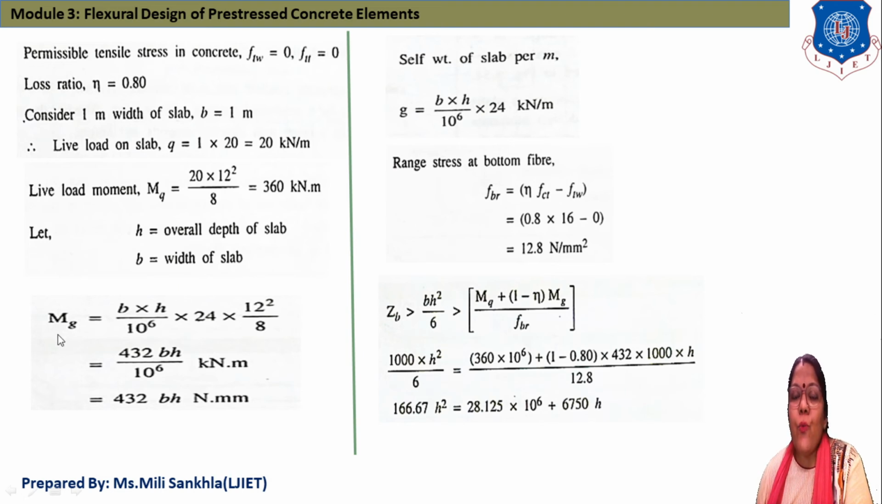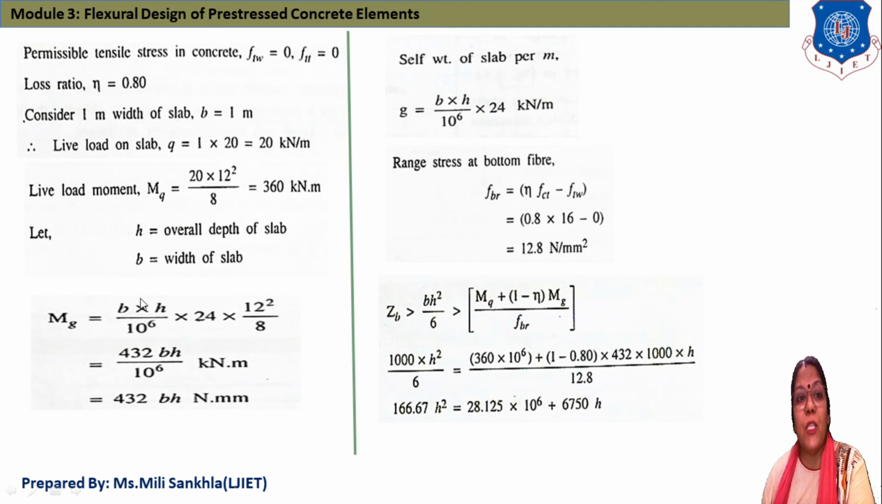Mg is equal to moment due to self-weight of this slab. Here self-weight of slab per running meter is B into H into density of concrete that we use for construction of slab, and this one is the unit conversion 10⁶. Now here we put B into H into 24 by 10⁶, and span W L square by 8. W is the self weight and L is equal to 12, so 12 square by 8. After simplification, answer is 432 BH.